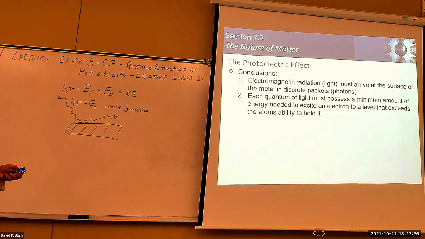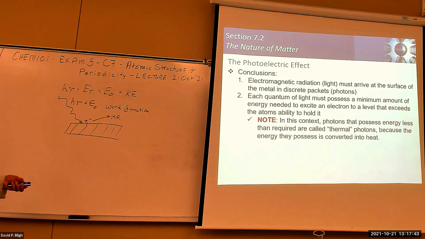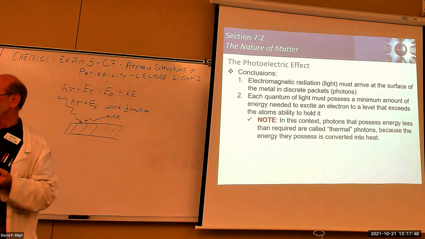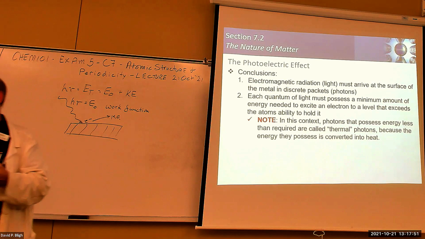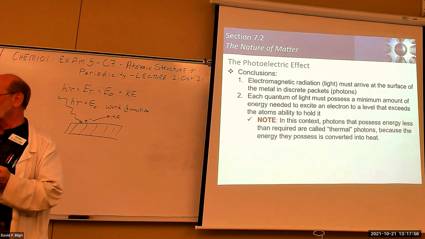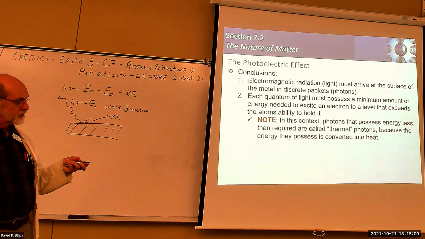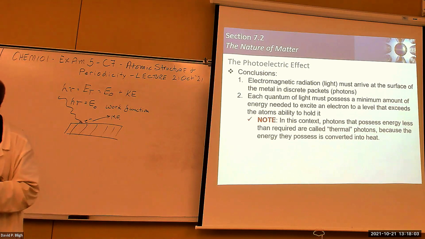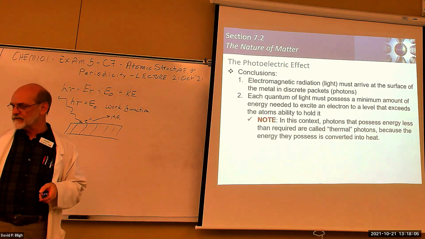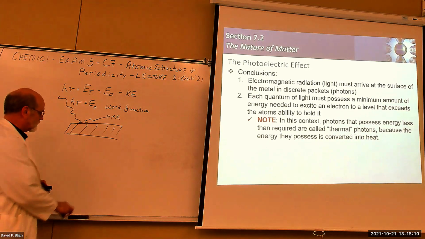Let's see. Well, these are conclusions that I've already given. There's another name for those photons that don't have enough energy. They are absorbed by the material. So we've got to do something with that energy. We can't create it, we can't destroy it. Right? So it turns into heat. So those are called thermal photons. Right? If their frequency is not high enough to eject an electron, then the material just absorbs the energy.